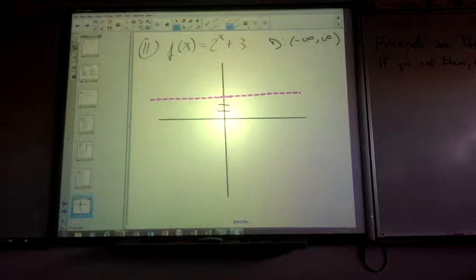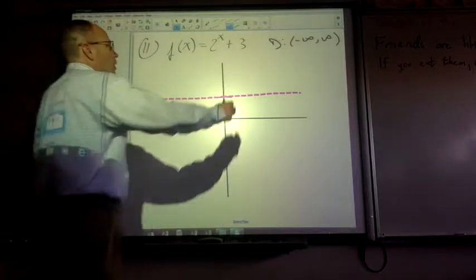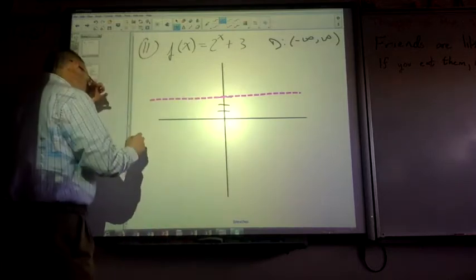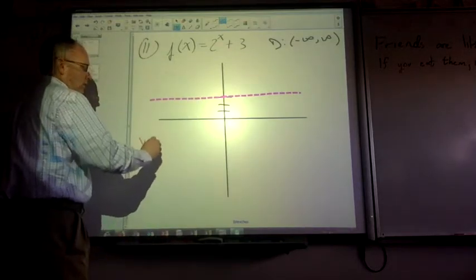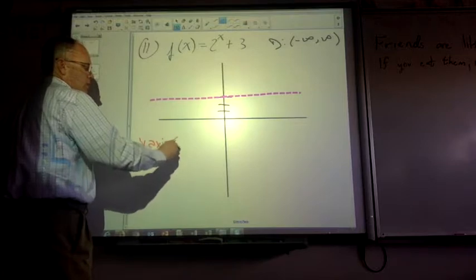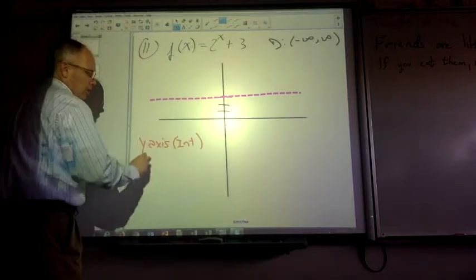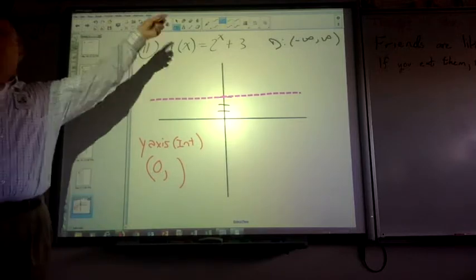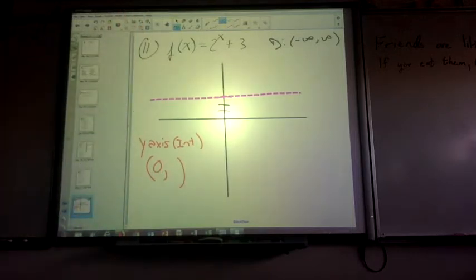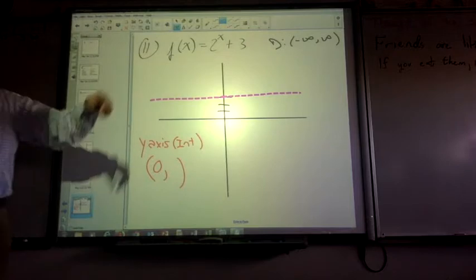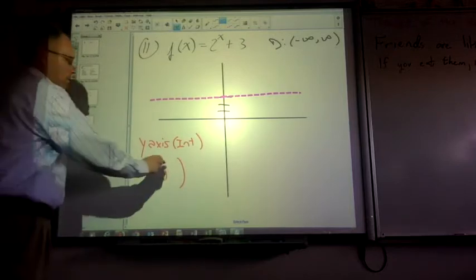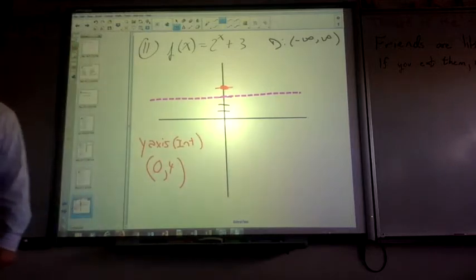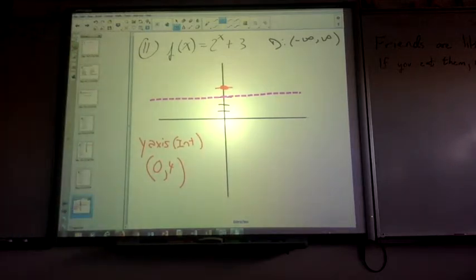Agree? Agreed. All right, so we talked about yesterday, if I wanted to find where it crosses the y-axis, or the y-intercept, I plug 0 in for the x component. So I get 2 raised to the 0 power, which is 1. 1 added to 3, which is 4. Everyone okay with that?